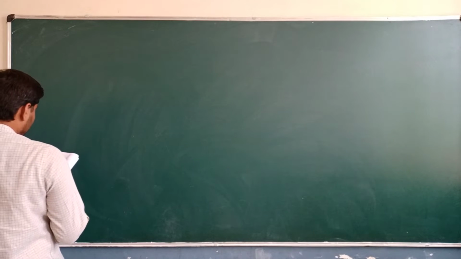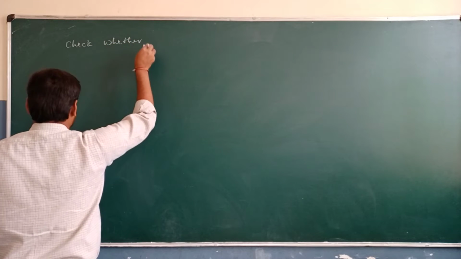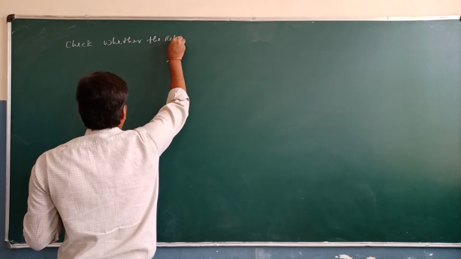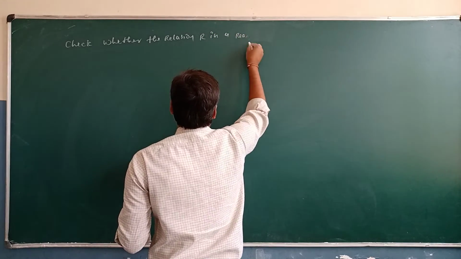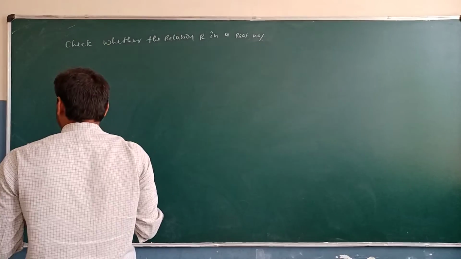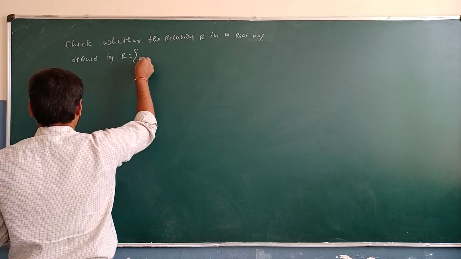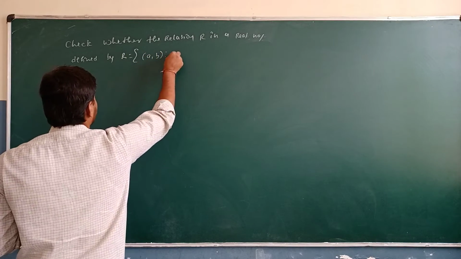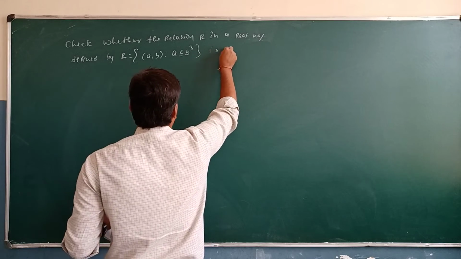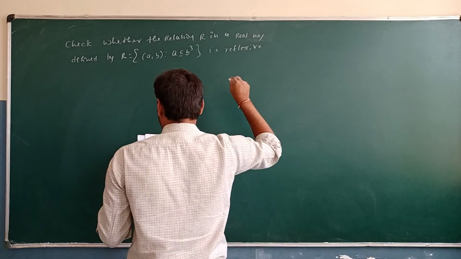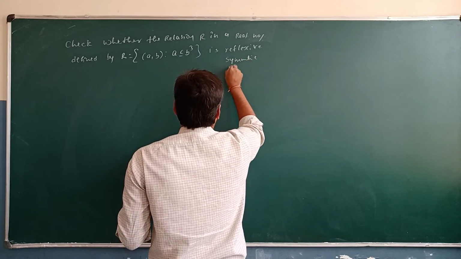So next problem, check whether the relation R in the real numbers defined by R is equal to {(A, B) such that A less than or equal to B²} is reflexive, symmetric, transitive.